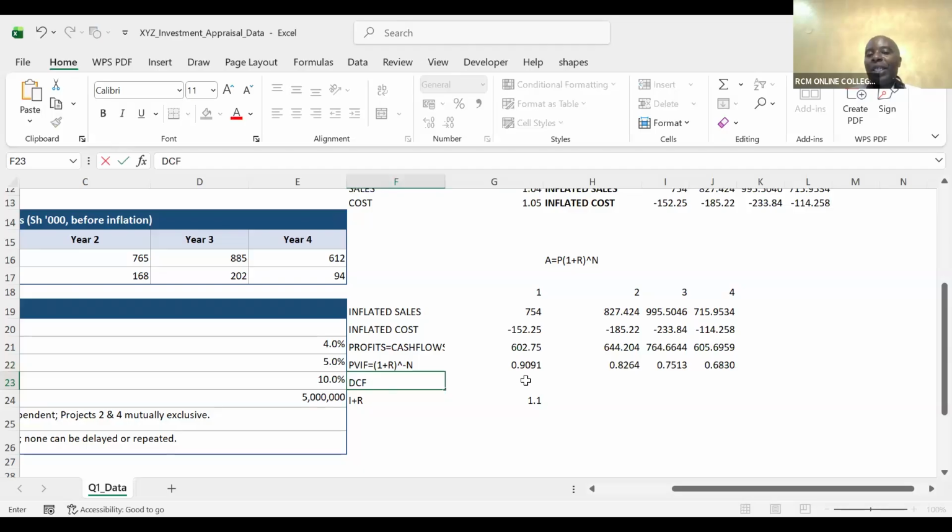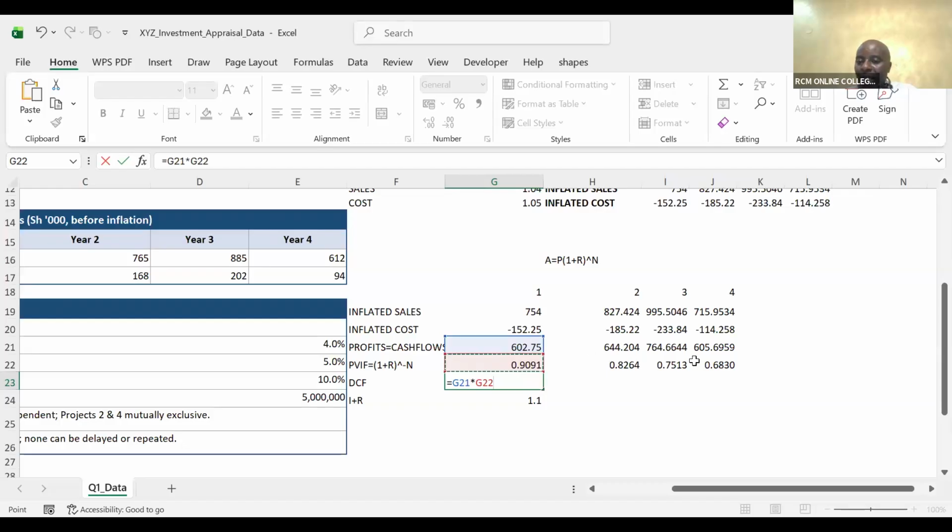It's pretty easy. So I will say equals, I take my cash flow here, times my PVIF. There is nothing I'm locking here because these are moving targets. When I move here, the numbers are going to be different. All of them are moving targets. What I need to do is to control the ball. So control enter.